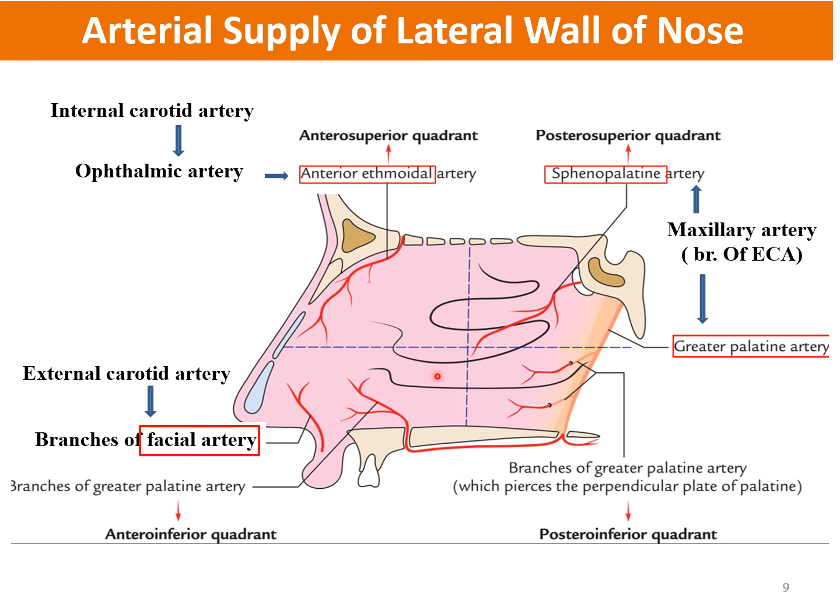To make it easy, what we do is we divide the lateral wall of the nose into four quadrants. So here we have the antero-superior quadrant, posterior-superior quadrant, posterior-inferior quadrant, and then this is the antero-inferior quadrant. Let us see the arteries supplying these quadrants.